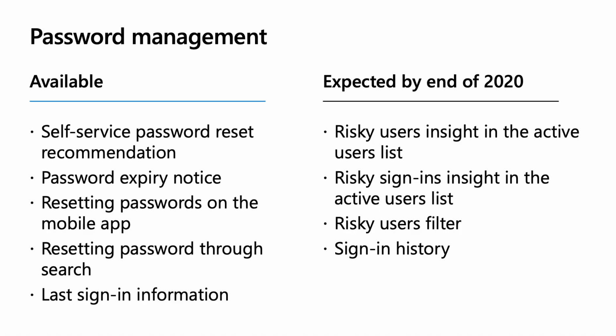For the things that I've talked about in password management, the self-service password reset recommendation, the password expiry notice, resetting passwords through the mobile app, resetting passwords through search, and that last sign-in information are available today. The risky users insight in the active users list, as well as the risky sign-ins insight, that risky users filter, and the sign-in history for 30 days are expected by the end of 2020.